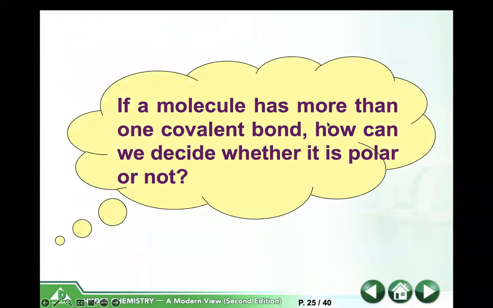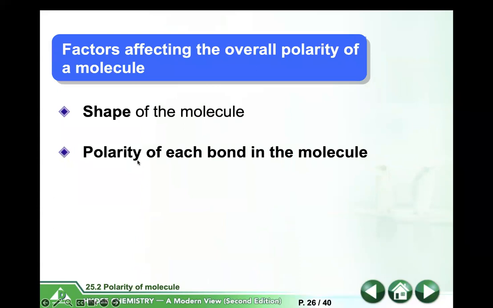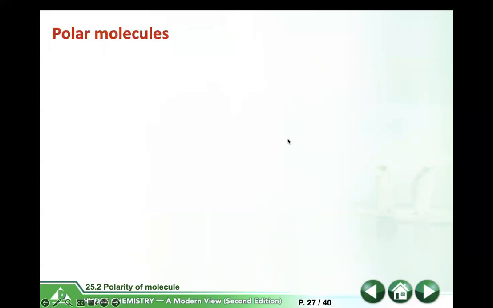If a molecule has more than one covalent bond, how can we decide whether it is polar or not? Now, for hydrogen chloride, it's simple. It just has one covalent bond inside. As a result, it is not difficult to think about whether it is polar or not. However, if there is more than one bond inside, whether the molecule is polar is decided by the shape of the molecule and the polarity of each bond in the molecule.